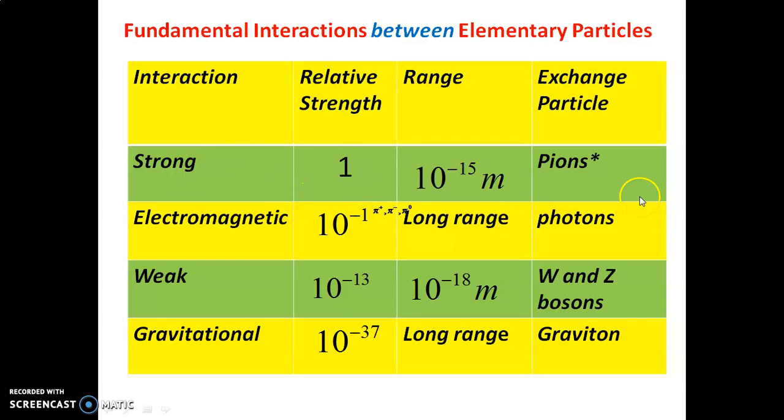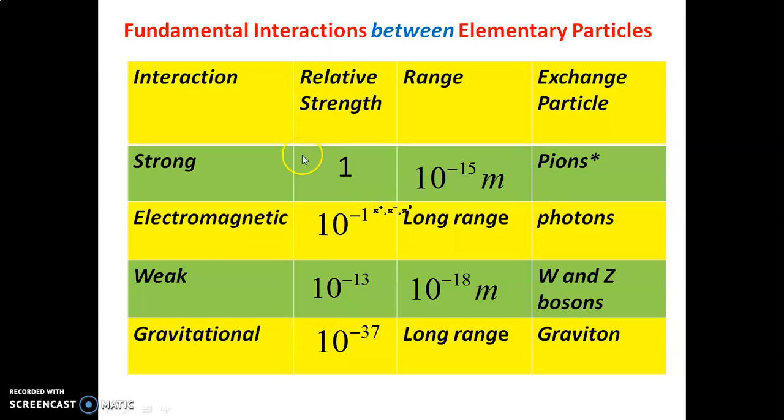If I take it first, let's look at the last column, exchange particles. For strong interactions we have pions. For electromagnetic we have photons. For weak we have W and Z bosons, which are some new kind of particles. And for gravitation, the yet-to-be-found particle is known as the graviton.